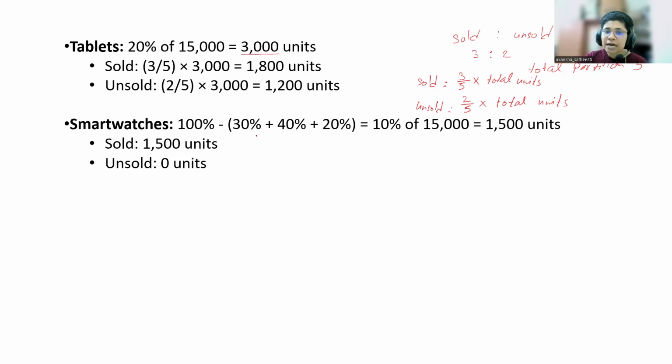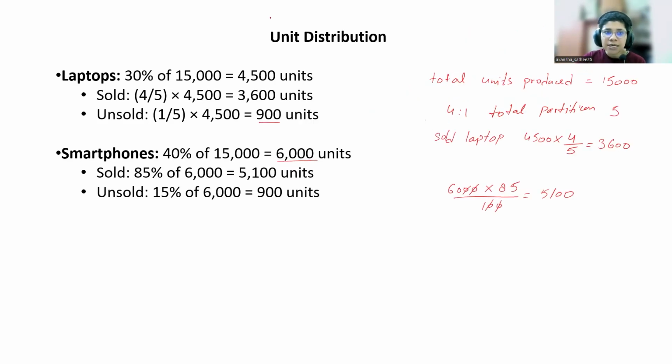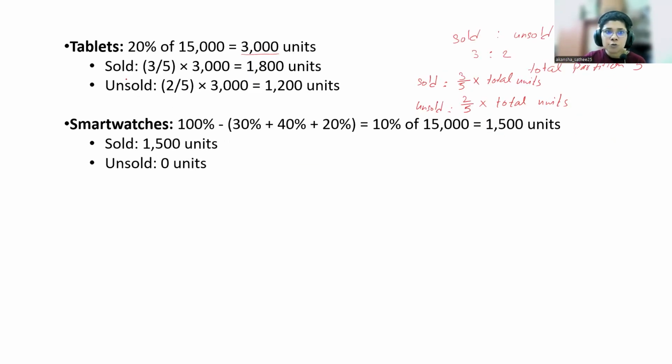And remaining they are producing smartwatches. So that is just 10%, because 30% laptops, 40% smartphones, so 70%, then 20% tablets, that means 10%. So 10% of 15,000 is 1,500. They are producing 1,500 smartwatches, and all produced smartwatches they are able to sell.